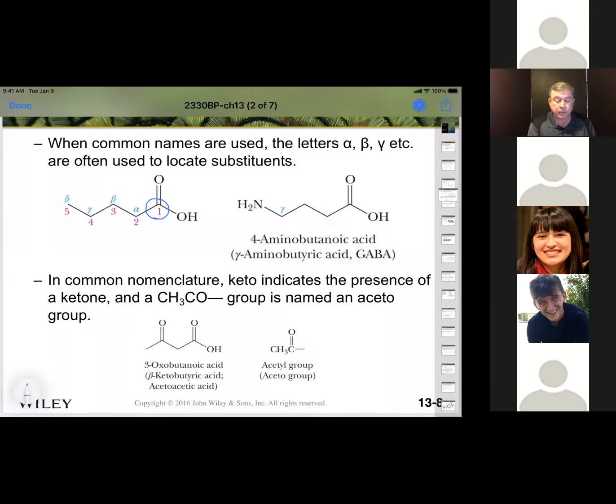And so the first carbon over from the carbonyl is our alpha carbon, and then our beta carbon, gamma carbon, delta carbon. So in our common names, we can tell you where the other functional group is by using that denotation. For example, this is the amino group here, and it's on the gamma carbon. So this is gamma amino 1, 2, 3, 4 butyric acid. Butyric acid is the common name for this acid.